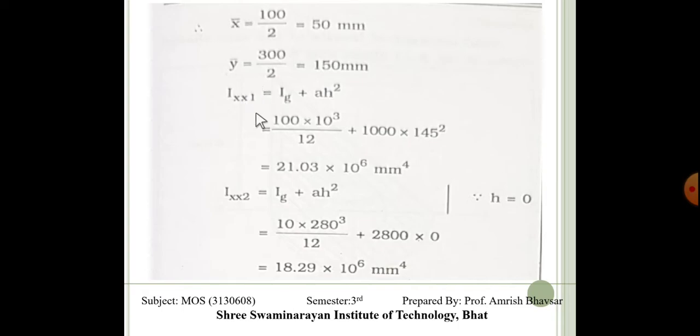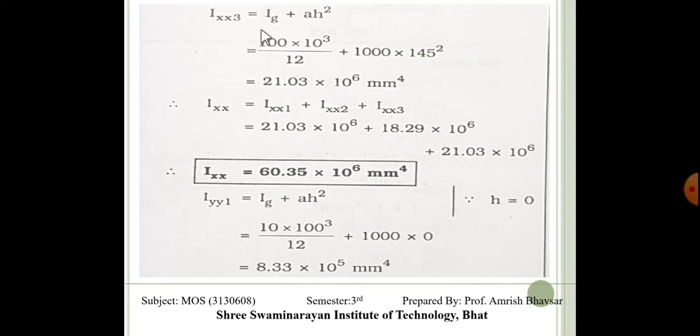Now Ixx1, that is Ig plus AH square. So Ig is equal to BD cube by 12 plus 1000 into y1 minus y bar. So it is 145. Now Ixx2, Ig plus AH square, BD cube by 12 plus area into y2 minus y bar, but both are same, that's why it is 0.